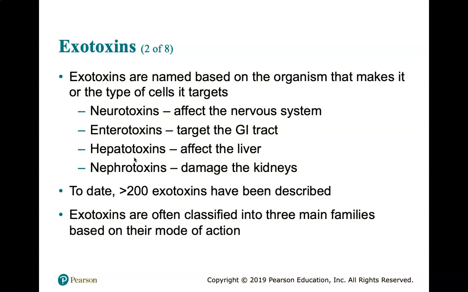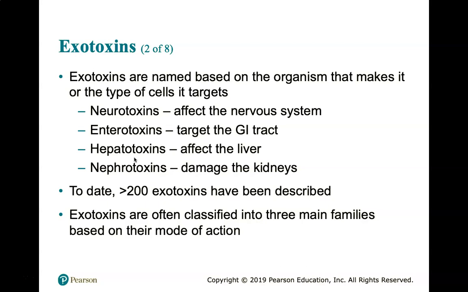So how do we name exotoxins? We name them based on what they target. So neurotoxin affects the nervous system. Enterotoxin, GI system. Hepato is the liver. Nephro is the kidneys. So we use these descriptive terms in order to pinpoint and say, okay, we have a hepatotoxin that's affecting the liver. And then you can look specifically for things that are happening to the liver and possible treatment.